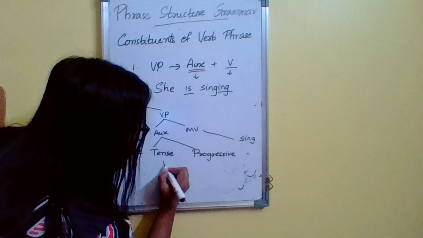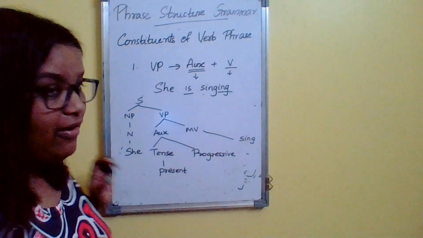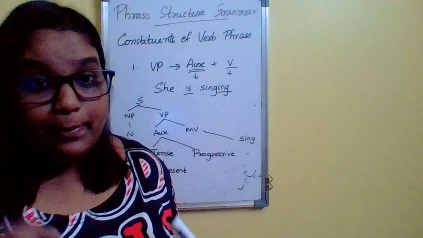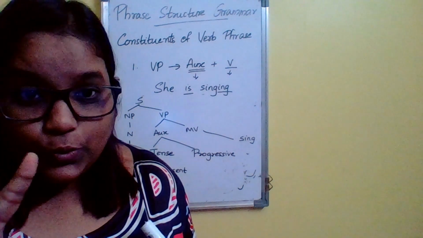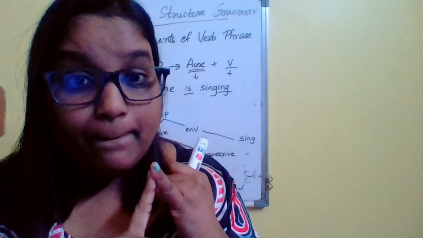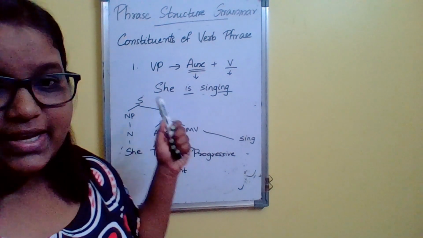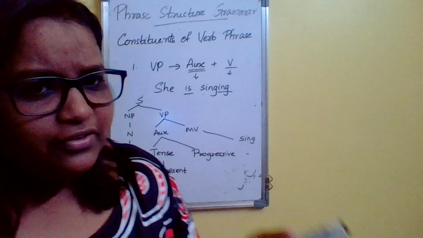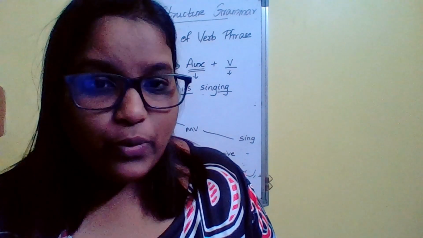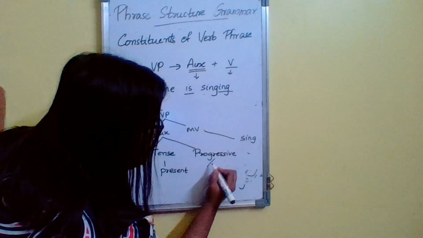So the tense here is present tense. And whenever you see progressive, you have to understand that progressive also has two parts. First is be, a form of be, like is. Is a form of be. Other forms of be are am, are, was, were, etc. So progressive has two parts.